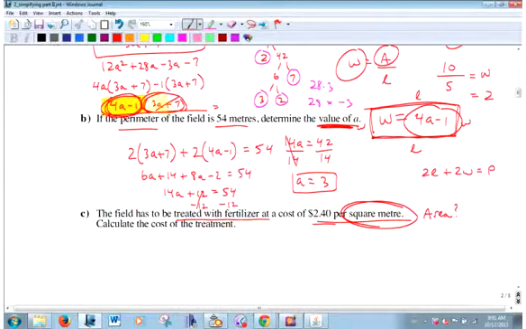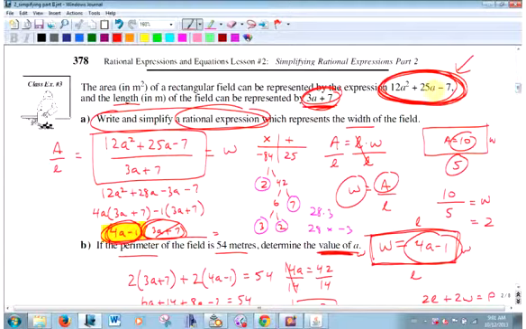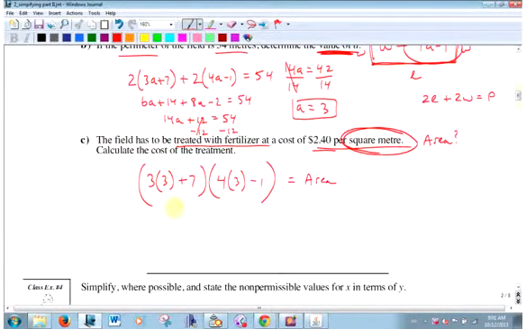I know 3a plus 7 is the length. Do I know what a is? Yeah, it's 3. If I multiply that by the width, 4a minus 1, that's going to be the area. Like I said, you can do that, or you can just plug it right in here. Plug 3 in there. Find the area. That's 9 and 7, 16 times 12 minus 1. 16 times 11 is what? 160, 176.